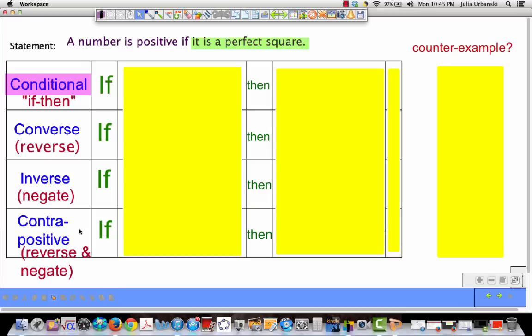All right, so go ahead and get all this written down and then we'll work on it. Conditional is your regular if-then statement. Converse flips it around, reverses it. Inverse negates it as the word not, and contrapositive does both, reverses and negates it.